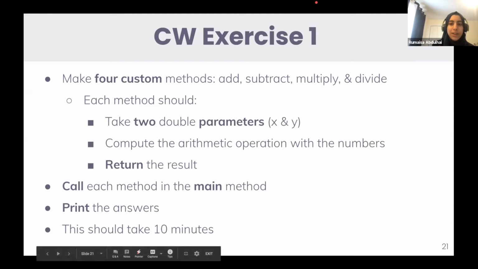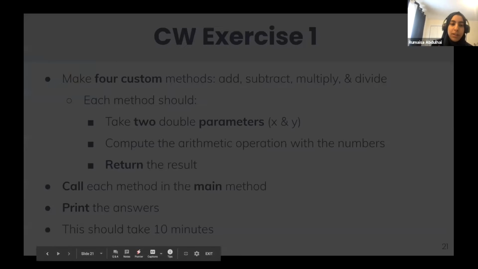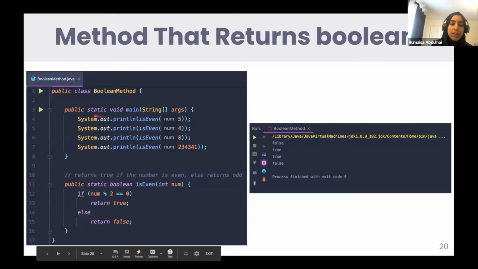So based on what we learned, I want you guys to make 4 custom methods: add, subtract, multiply, and divide. Each method should take 2 double parameters, x and y for example, or it can be a and b. Then you have to compute the arithmetic operation. For add, it's x plus y, subtract is x minus y, and so on. And then you should return the result. The result should be a double, and you should call each method in the main method like we did before, and you should print it.